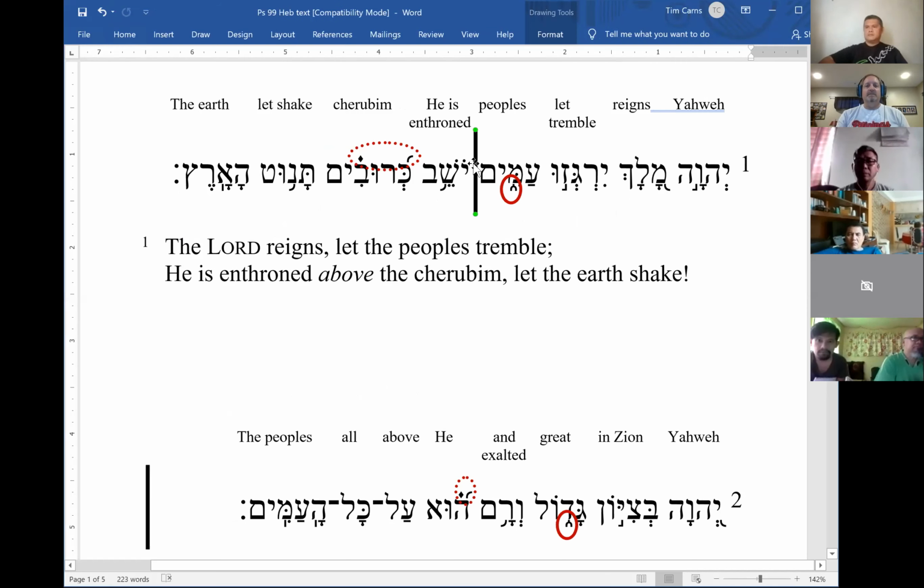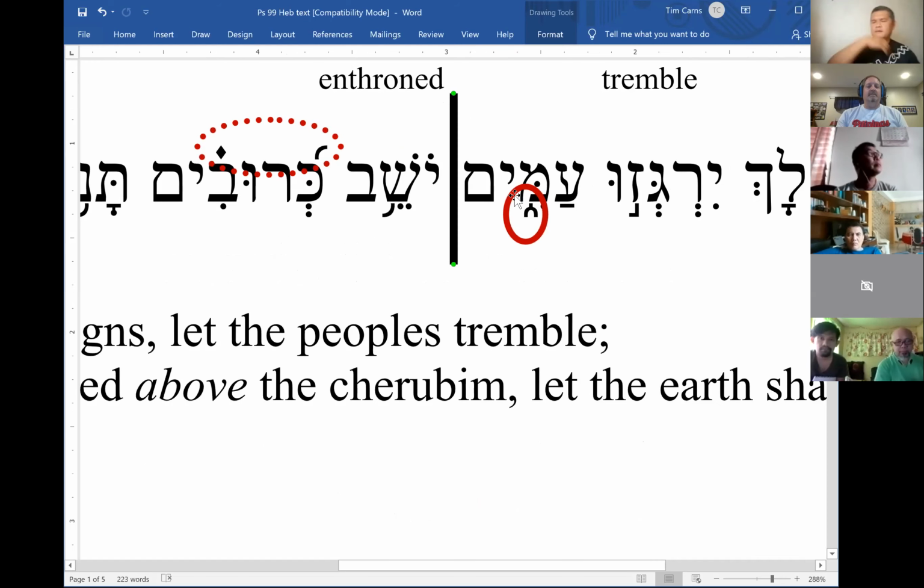The Masoretes, those who were the copiers of the Old Testament scriptures after the days of Christ, identified these accent marks, and that tells us where to divide the passage. And I circled this one in thick red because that's what's called a major accent.